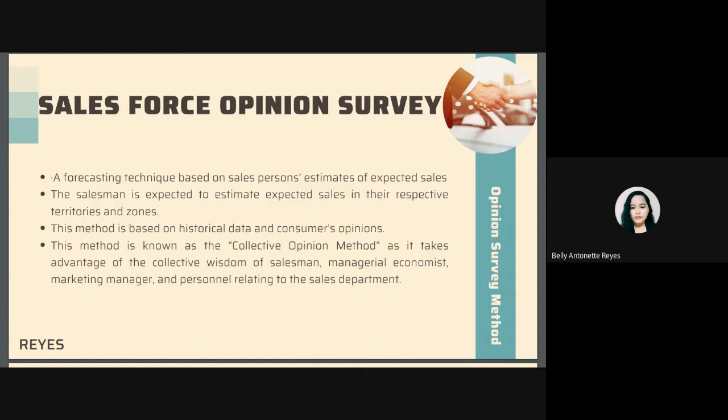This method is also known as the collective opinion method, as it takes advantage of the collective wisdom of salesmen, managerial economists, marketing managers, and personnel relating to the sales department. Hence, it involves the estimates provided by the team of experts under the sales and marketing department of the company.